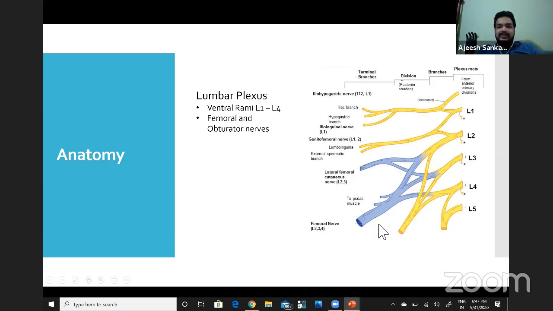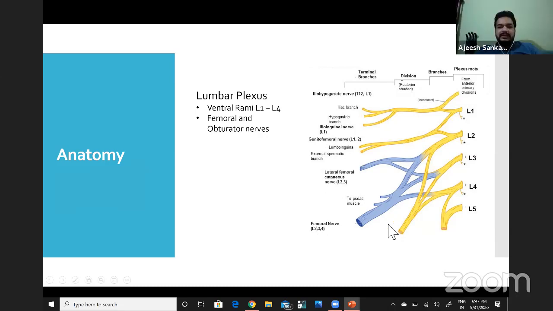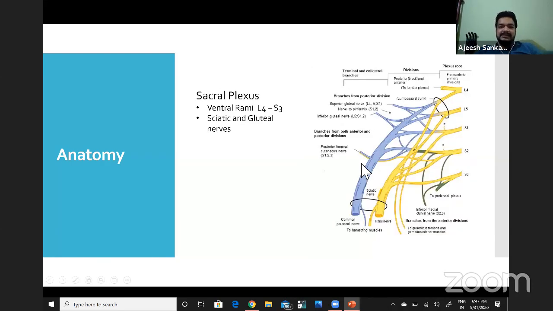The only important thing to realize is that the femoral nerve comes from the L2, 3, 4 roots of the lumbar plexus, and the obturator from the same roots, but from the anterior divisions of this plexus. And the sacral plexus is what eventually forms the sciatic nerve. The common peroneal comes from the posterior divisions, the tibial component comes from the anterior divisions, and then there are also the superior gluteal and the inferior gluteal nerves that come out of the sacral plexus.